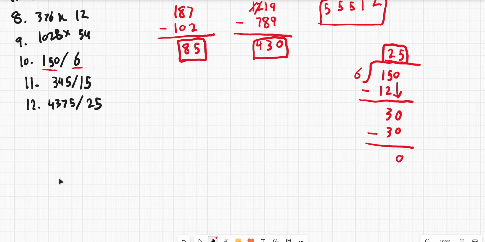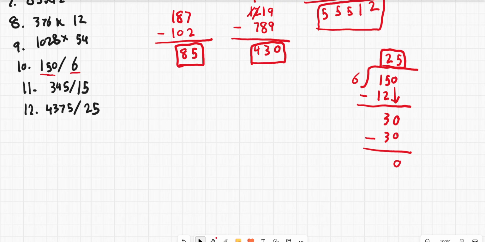Okay, second and last problem for today is 345 divided by 15. Once again, we need to see how many times 15 can fit into these numbers. And so can 15 fit into 3? Right, we're going from left to right with this 345.